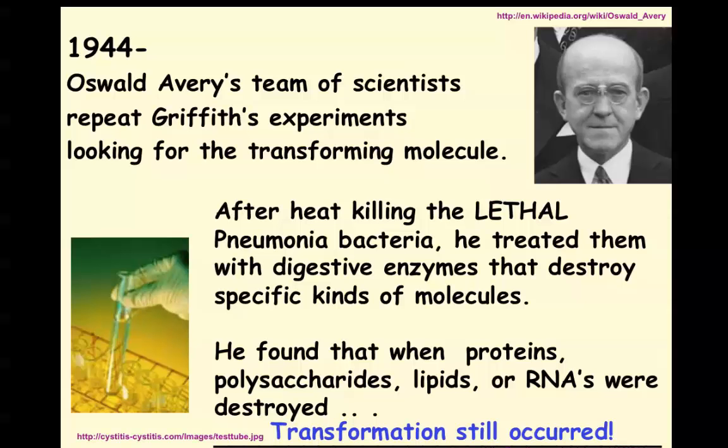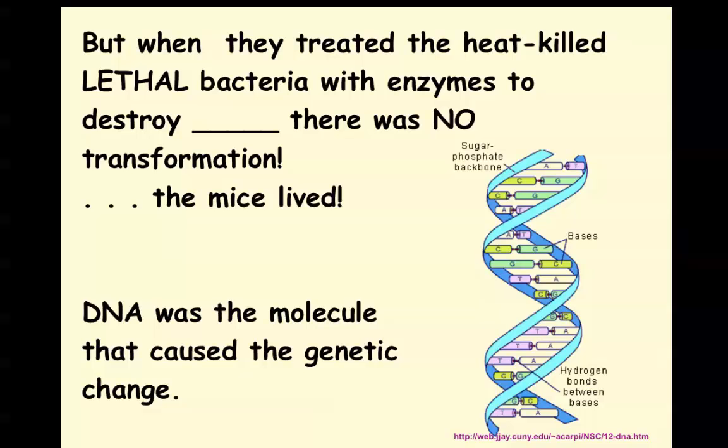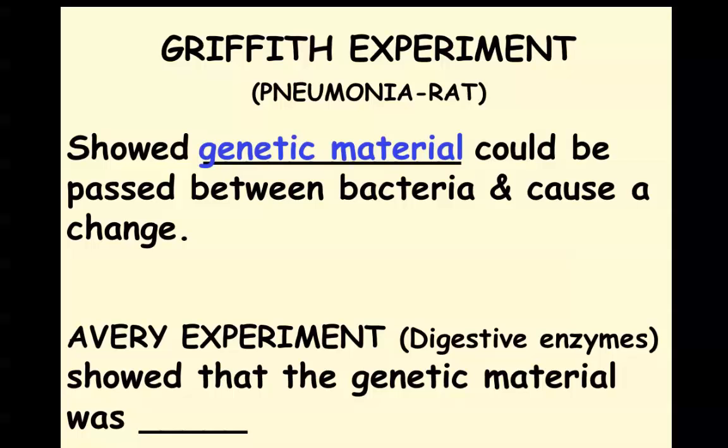So let's try to repeat these experiments, but let's do something different. We know that there's transformation happening, but now let's add a digestive enzyme to our different macromolecules. Avery used digestive enzymes on polysaccharides, lipids, and RNA, and when he did that, he found that transformation still occurred. However, when he treated that same sample with enzymes that would destroy DNA, he found that the mice lived. So transformation wasn't happening. DNA was the molecule that caused the genetic change, not a protein, not a carbohydrate, and not a lipid. So Griffith's experiment showed that genetic material could be passed between bacteria and cause change, okay? Griffith showed transformation. Avery's experiment, the one with the digestive enzymes, showed that genetic material was DNA.